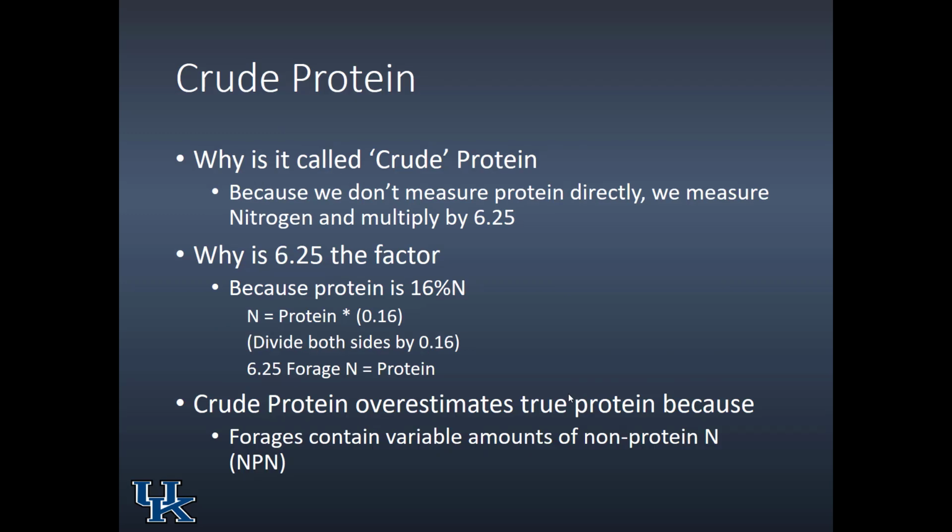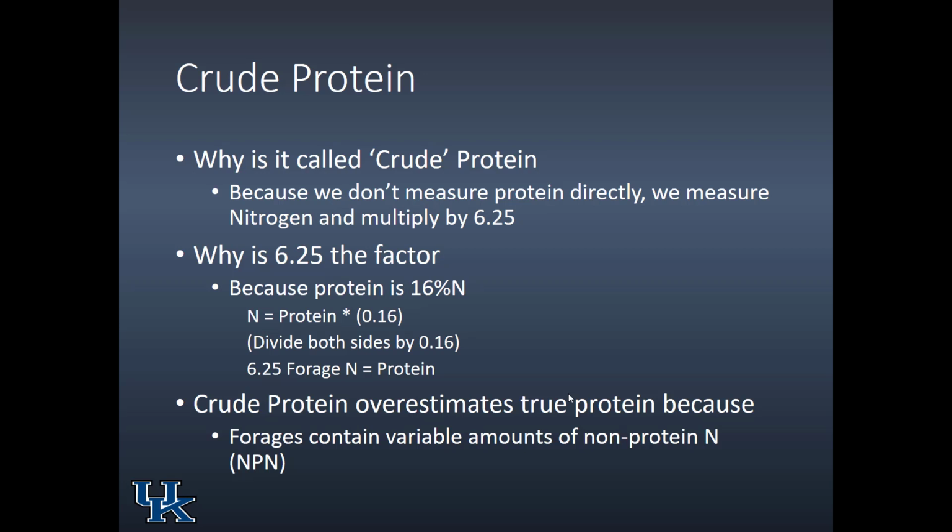Now, crude protein. Why is it called crude protein? Because we don't measure protein directly. We measure nitrogen and multiply by 6.25. Why is 6.25 the factor? Because protein, whole protein, is 16% nitrogen for the most part.